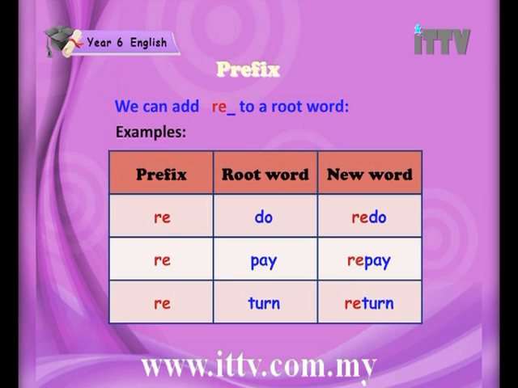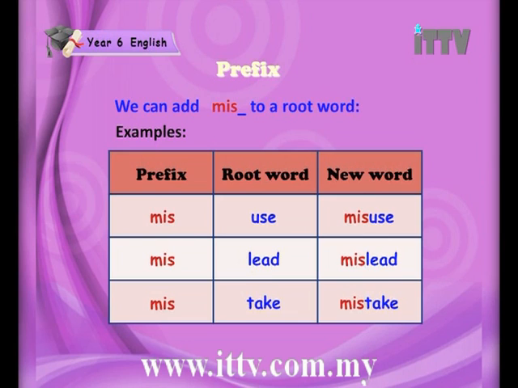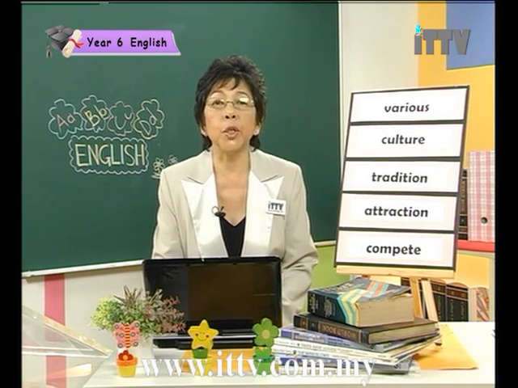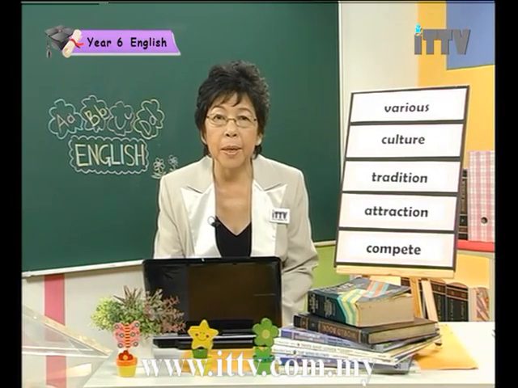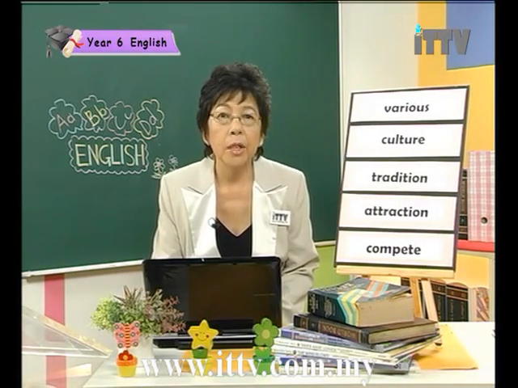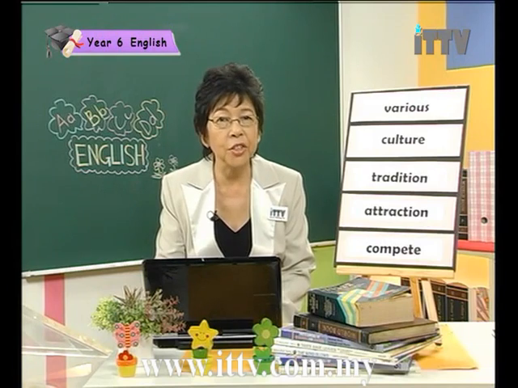We can also add MIS, miss, to a root word. Let's look at some examples. Miss to a root word use becomes misuse. And misuse is actually the opposite of using it the correct way. The next word, miss with lead becomes mislead. You lead a person down the right path, but when you mislead a person, it's taking the person down the wrong path. So can you see how that word has been changed?